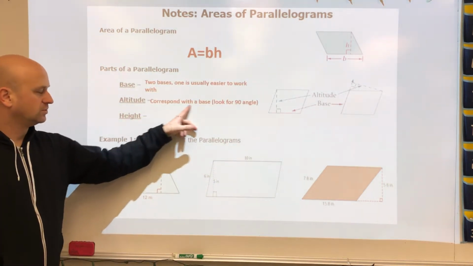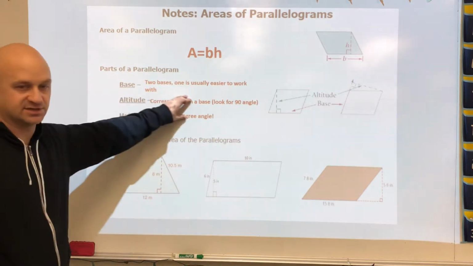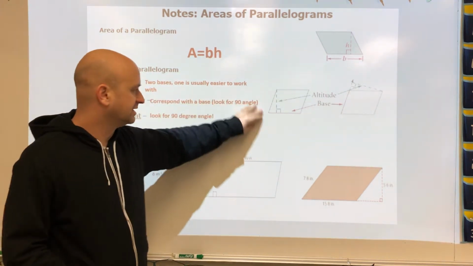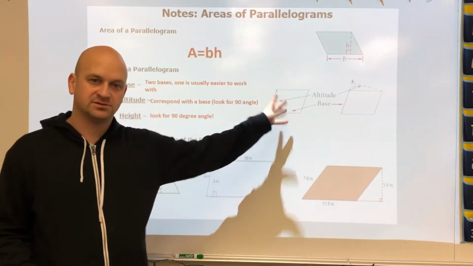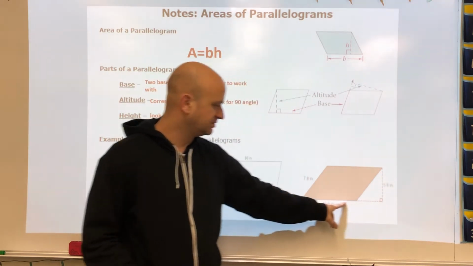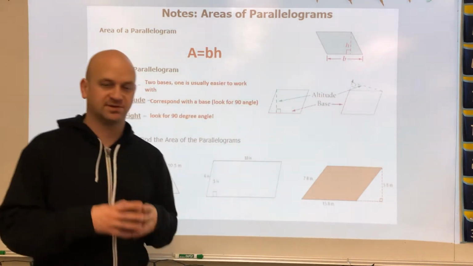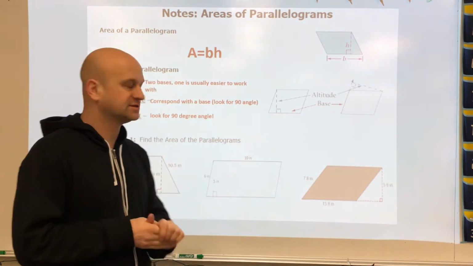And so what we're trying to do is look for the 90-degree angle. So the height can also be called an altitude. And again, look for the 90-degree angle. Sometimes it's inside the parallelogram, or sometimes it could be outside. But that height is going to be perpendicular to its corresponding base. So the height will be perpendicular to a corresponding base, right?